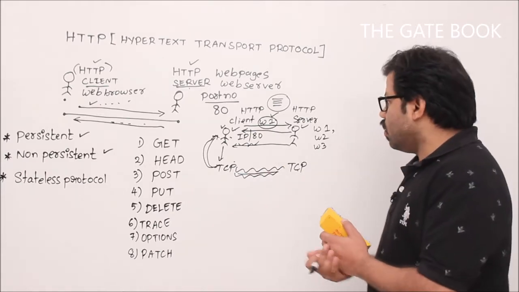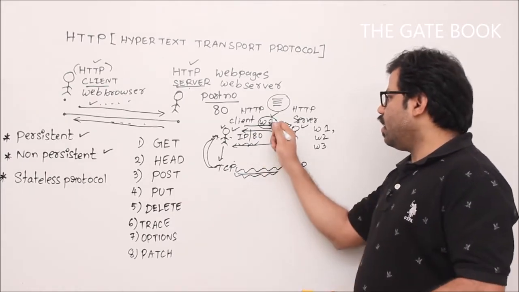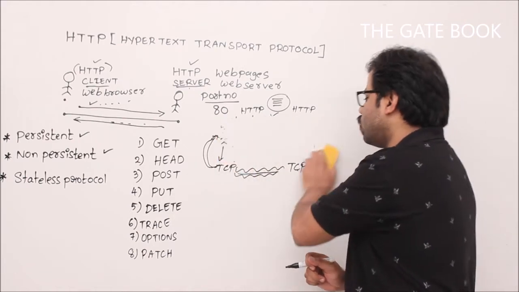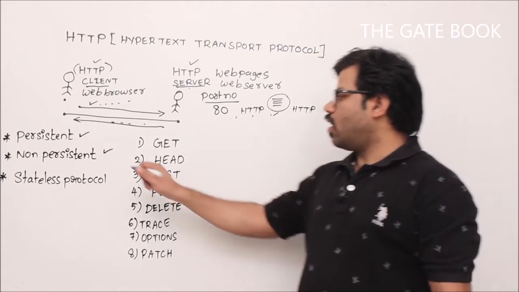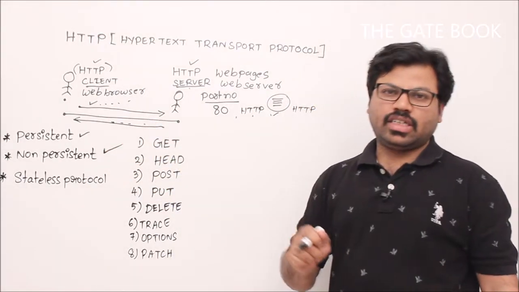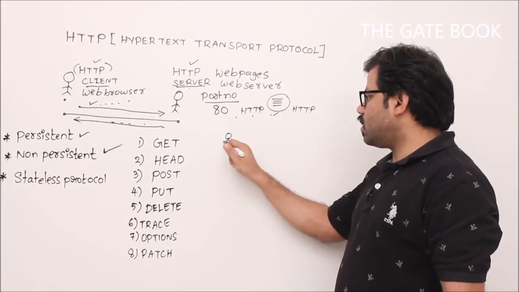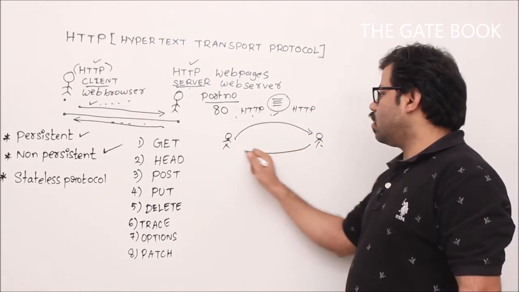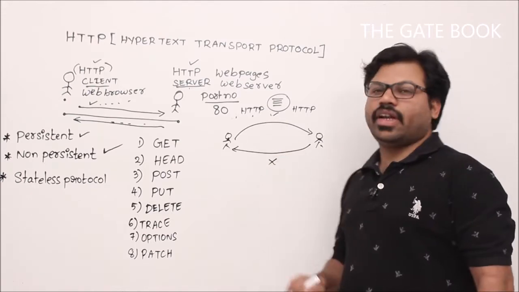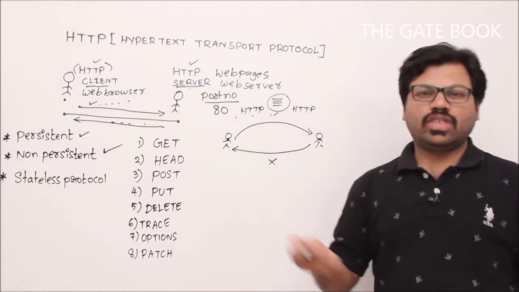Now, once the response is given, immediately this connection will be closed. Your server is going to terminate the connection. Such a model is called non-persistent HTTP. That means the user sends a request, the server responds, that's it. After that there is no connection. Immediately the server will close the connection.